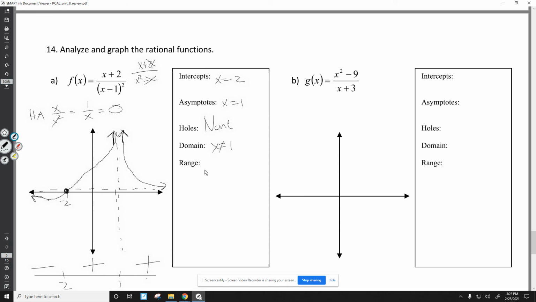My range is tough to describe because I don't know what the minimum value is. You can find the minimum value using calculus, but you don't know what the minimum value is. Next year, if you take AP Calculus, you will learn how to take the derivative of this, set it equal to 0. Don't worry about it.